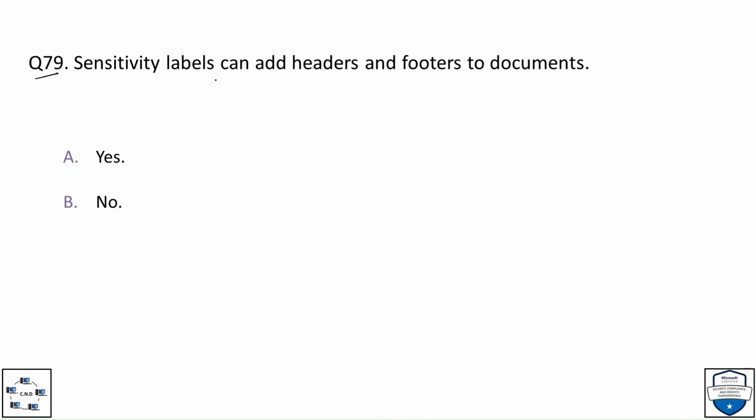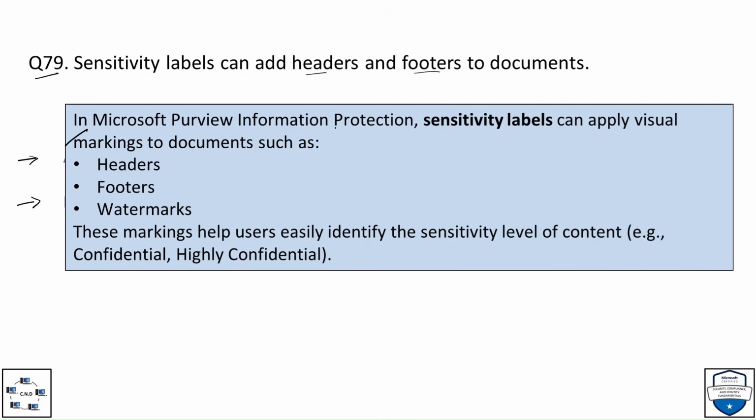Question number 79. Sensitivity labels can add headers and footers to documents. The options are option A, yes, and option B, no, and the correct option is option A, yes. In Microsoft Purview Information Protection, sensitivity labels can apply visual markings to documents such as headers, footers, and watermarks. These markings help users easily identify the sensitivity levels of content, such as confidential and highly confidential.